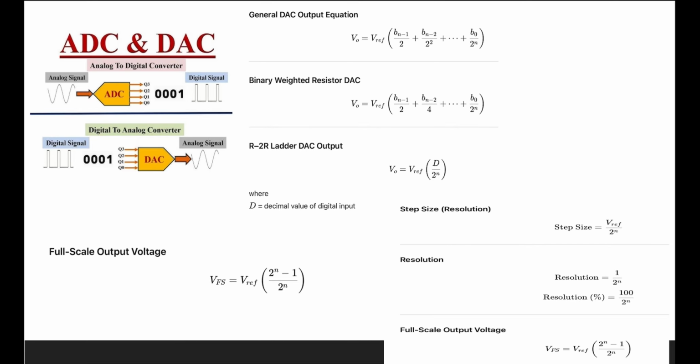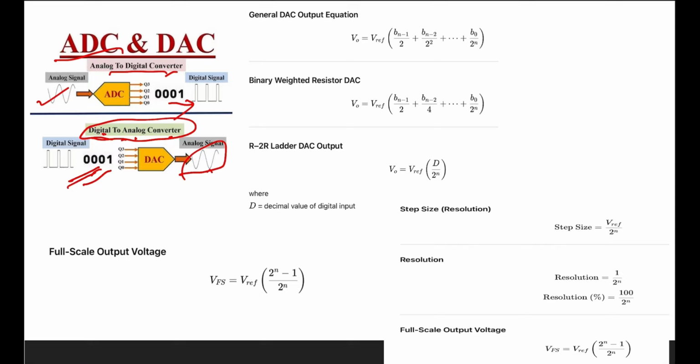Before going to the answer, we can just discuss what is an ADC and a DAC. ADC means analog to digital converter. The input we give is the analog signal and we get a digital output. In the case of a DAC, that is a digital to analog converter, the input we give is the digital signal and the output will be an analog signal.